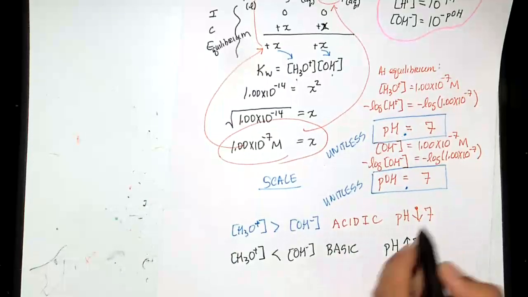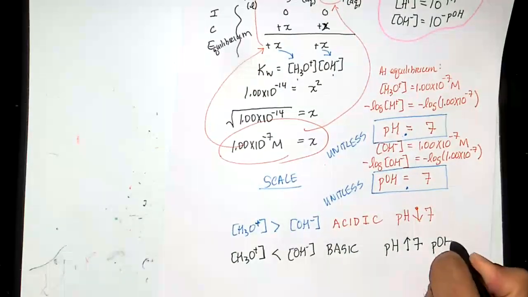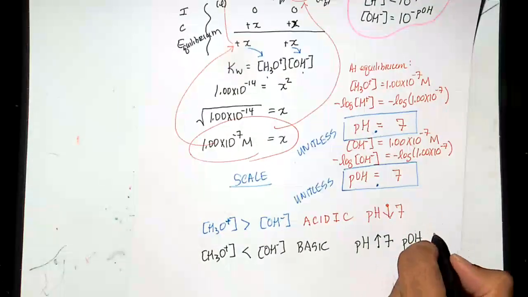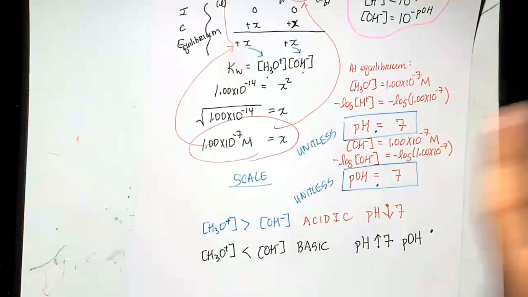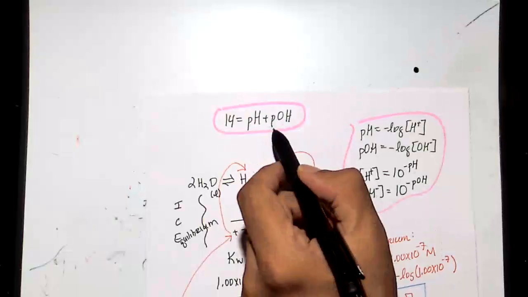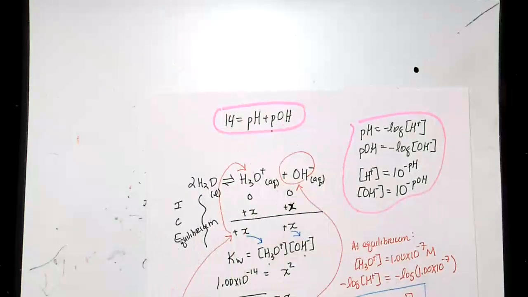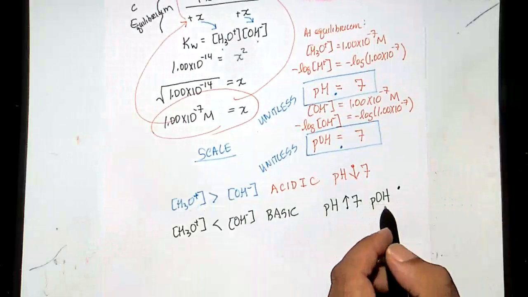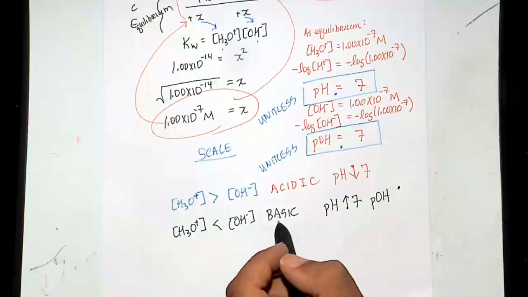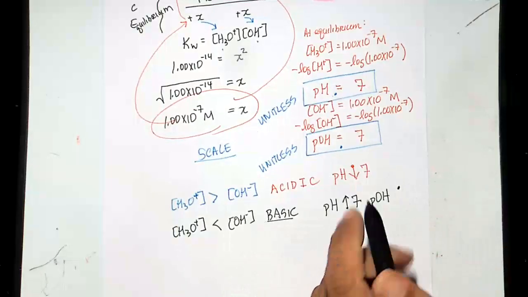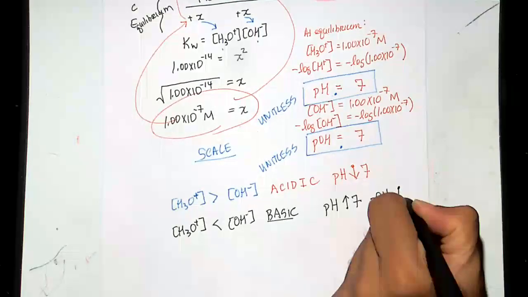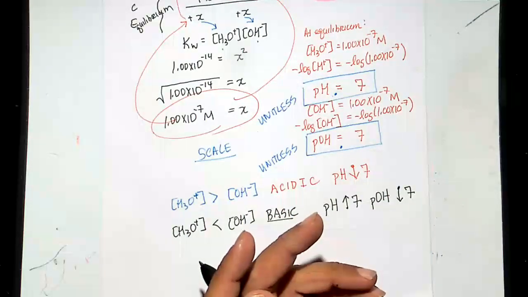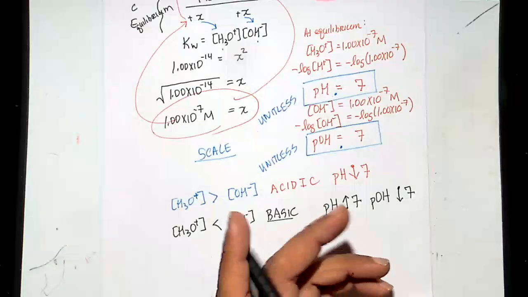What will your pOH be if something is basic? Higher than 7 or lower than 7? What must pH plus pOH equal? 14. So if your pH is higher than 7, what will your pOH be if it's basic? It's going to be lower than 7. You see, they have to equal 14, right? pH plus pOH must equal 14.